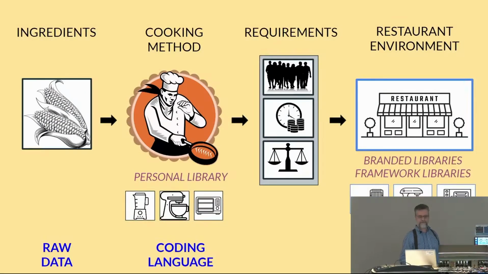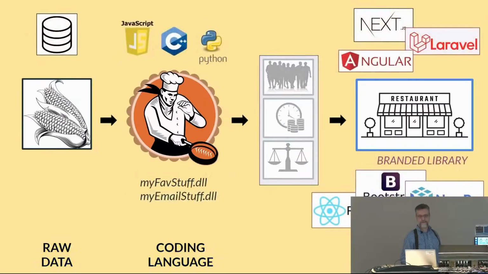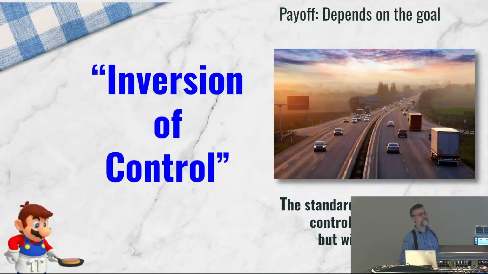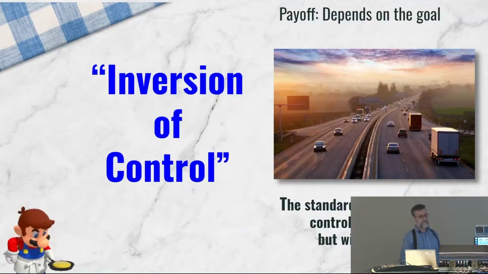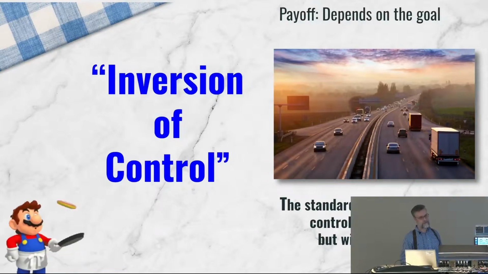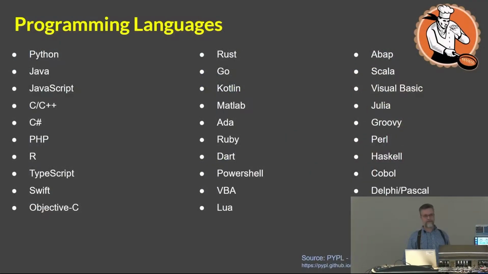Raw data, coding languages, framework environments. Branded libraries. There's a difference between the pantry and a framework. The flippity-flop of the payoff plop, formally we call it the inversion of control. You're giving up some control, but the standardized framework controls your flexibility, but it gives you a lot of payoff, right? Programming languages out the wazoo, going all the way to, God bless it, COBOL and Delphi and Pascal. Yeah, baby.